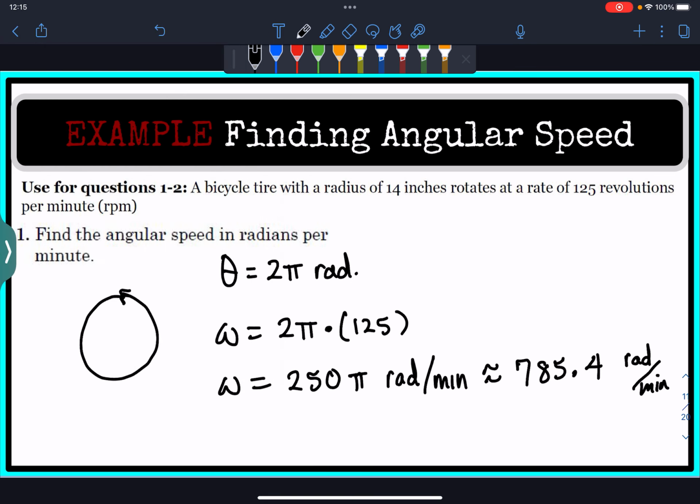So that's how fast the angle inside here is moving. So the theta, the central angle here, is moving 785.4 radians per minute. Now, if I want to figure out what that is in degrees, I just simply convert it into degrees. But we're going to keep our answers in radians per minute. So there's your result.